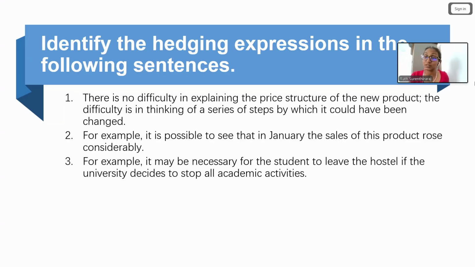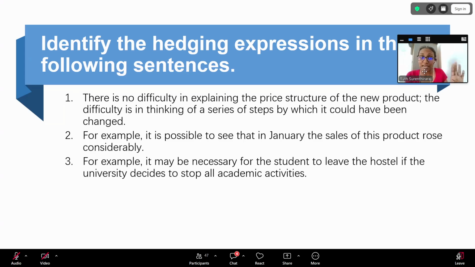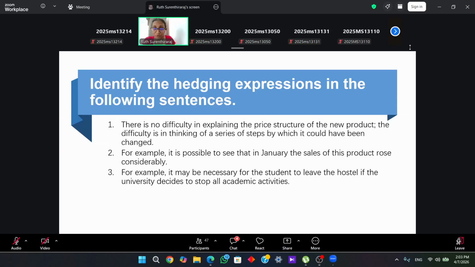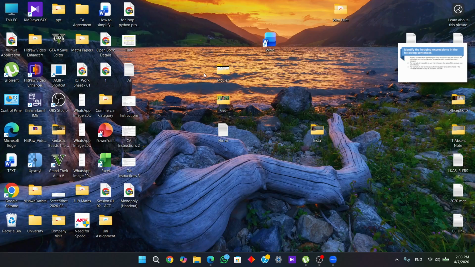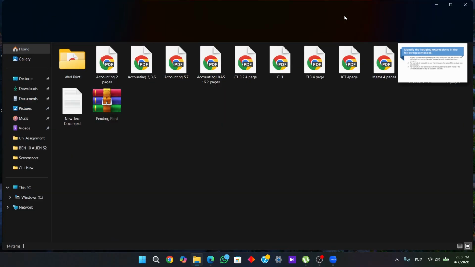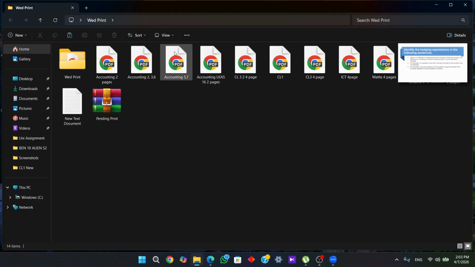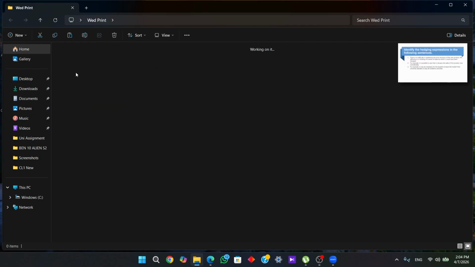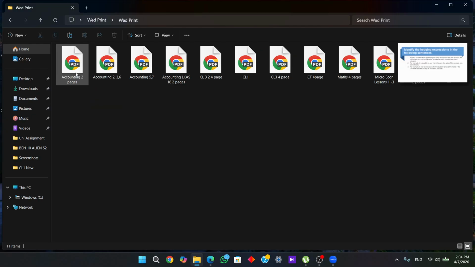It may be necessary for the student to leave the hostel if the university decides to stop all academic activities. Now, this is a very good use of modal language to hedge, right? Because if you notice, if the university decides to stop all academic activities, it's a conditional phrase. If this happens, something else is going to happen. So there also we are not sure what is going to happen. If the university decides this, then it may be necessary.